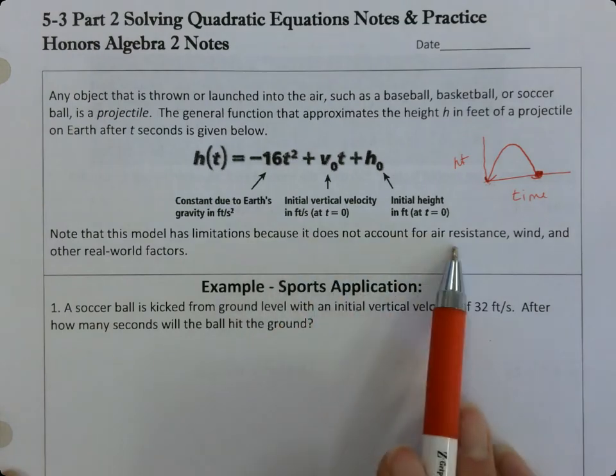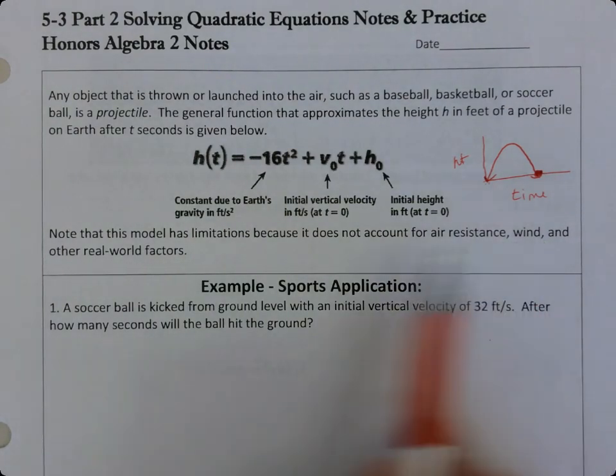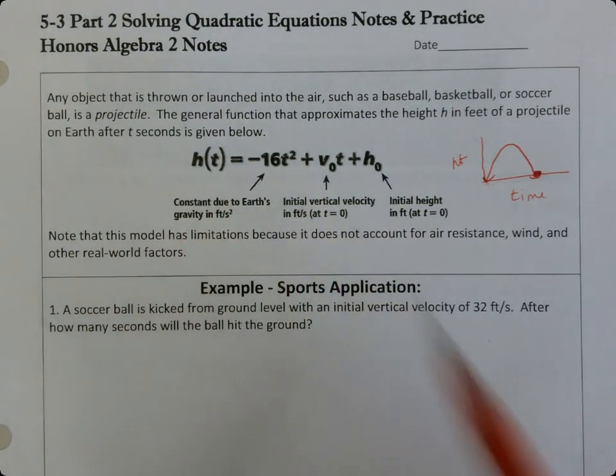Now, this model doesn't account for anything else. It's like being in a vacuum, okay, where there's no air, there's no wind, there's nothing in the way. We're not worried about how much air the ball has in it or doesn't have in it. So no air resistance, no wind, or any other real world factors. So this is the most basic one.